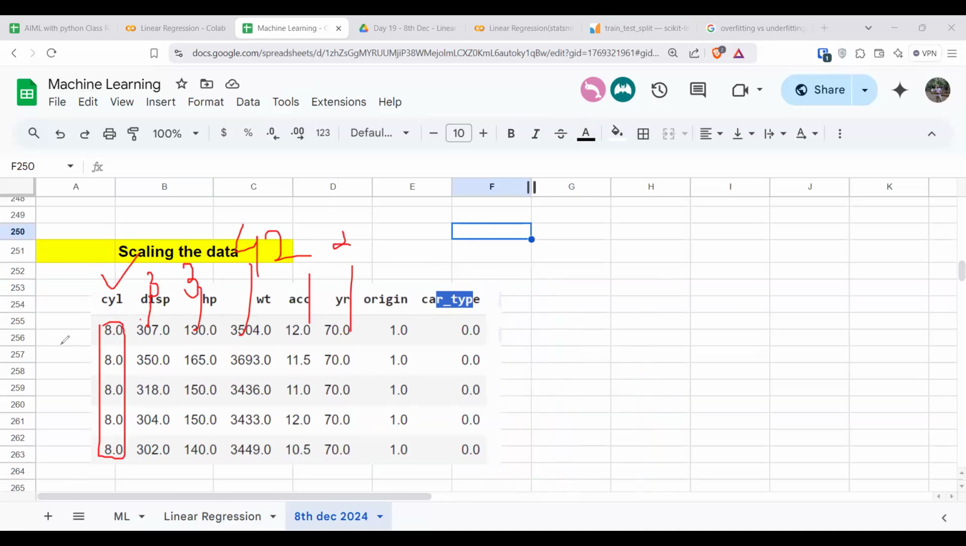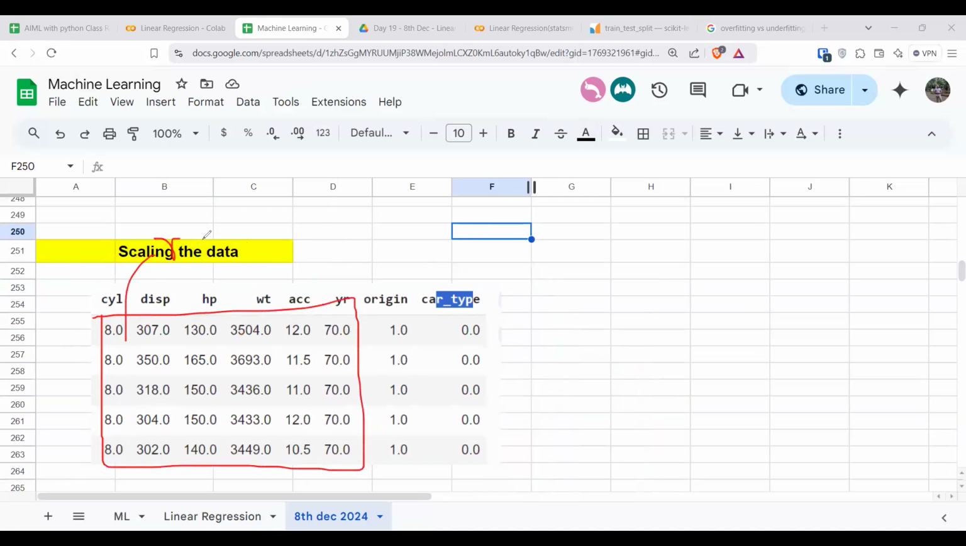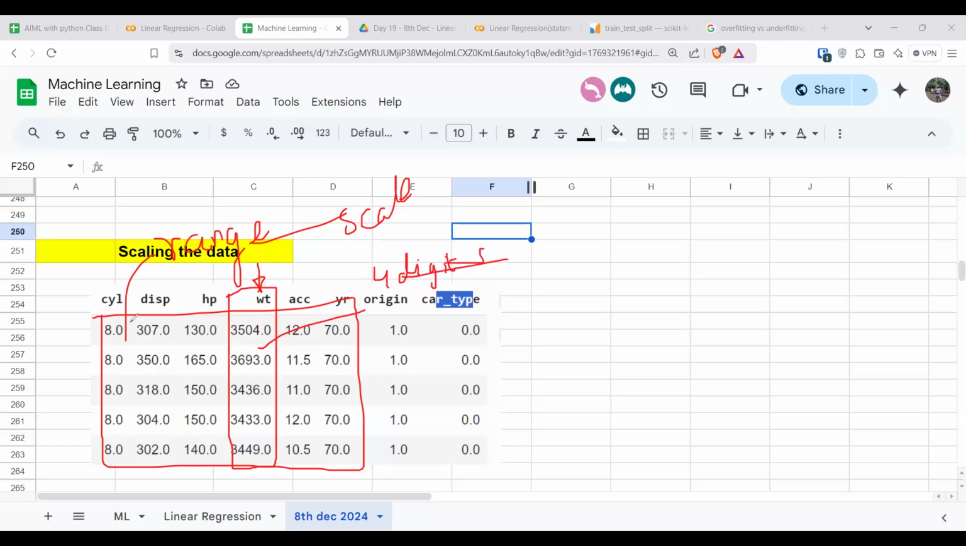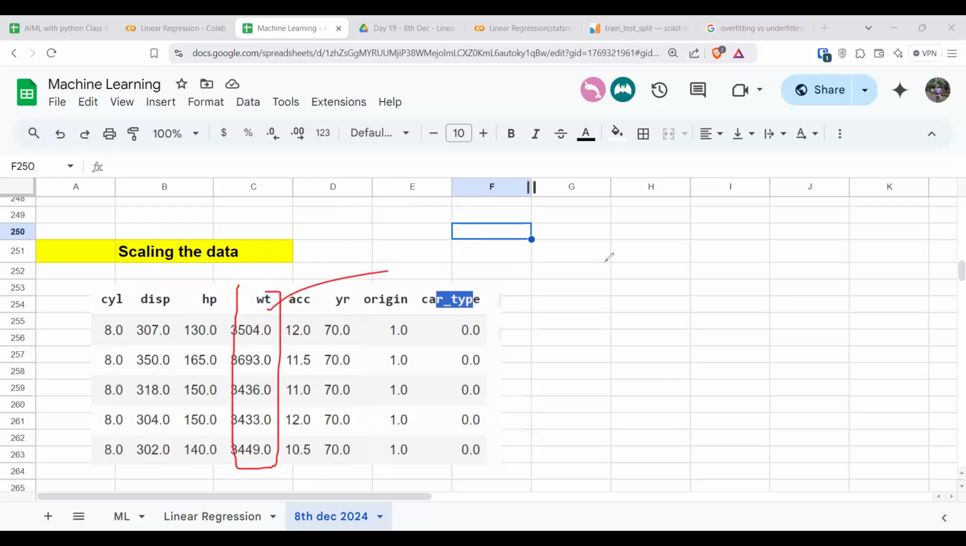So what happens is, if all the columns are not in a single range or a single scale, your machine learning will give more importance, more weightage to the column which has higher range or higher scale. So here your weight column is 4 digits. It means that automatically your machine learning will give more importance to this, and it will give least importance to the other variables because they have fewer digits, right?